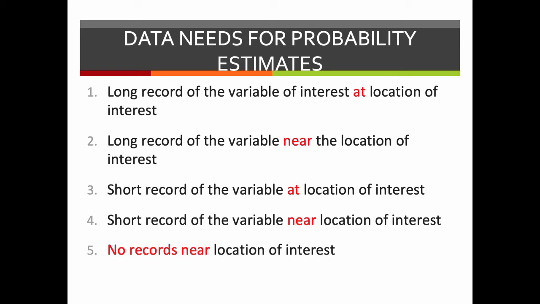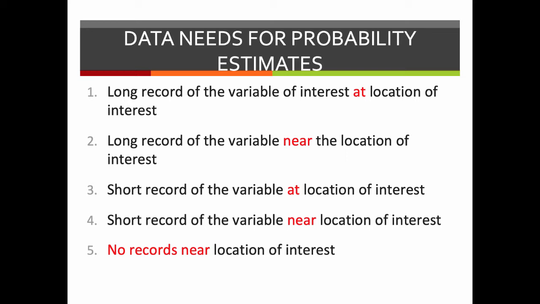Some of the data is needed for making probability estimates from a hydrologic context. It'd be most desirable to have a long record of the variable of interest at the location of interest. If that's the case, we might even be able to use just empirical frequency distributions, built directly off the observation set. No statistics involved, although that would never get done. Second would be a long record of the variable near the location of interest.